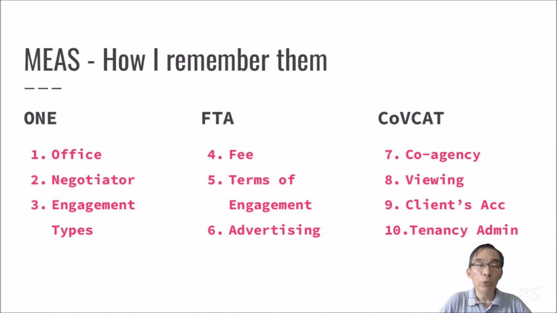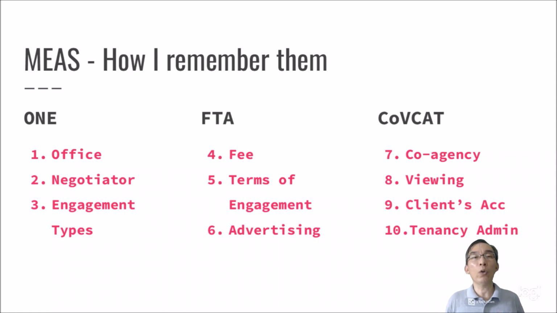So how do these abbreviations help me? Because I am trying to remember standard 1 to 3, standard 4 to 6, and then standard 7 to 10. So 4 is actually easy, 4 is fee. Then 4, 5, 6, and 6 is advertisement. 9 should be client's account. 10 should be tenancy administration.